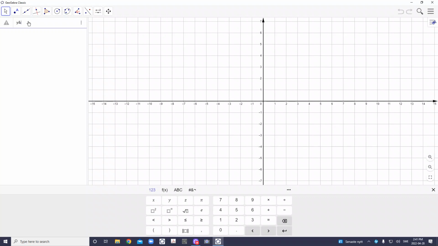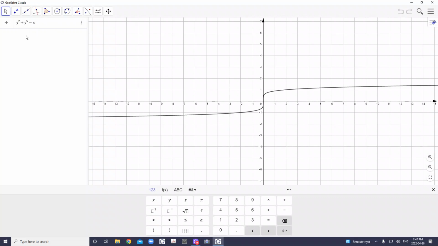y to the power of 7. No, this is not right. Oh, it is a Swedish keyboard. So y to the power of 7 plus y to the power 5 equals x. So that is the graph. But by the way, this is a function. You see that this is indeed a function.